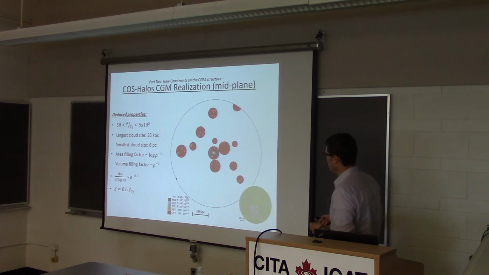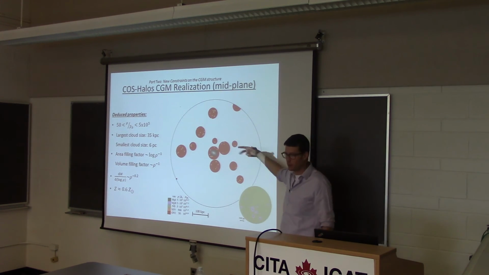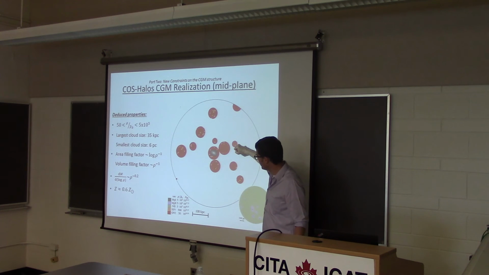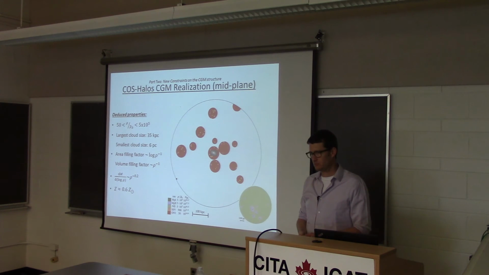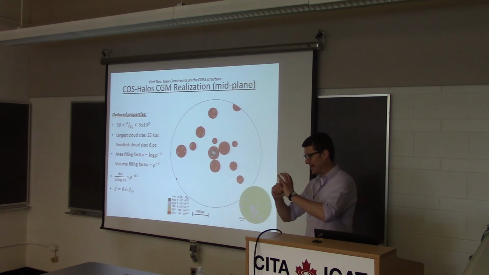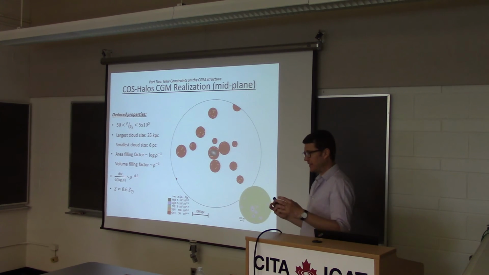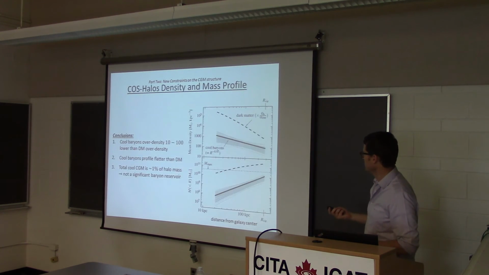So this is, instead of a projected view, just a mid-plane through the realization. This gives you a sense of the volume filling factor of the different clouds. You can see that the volume filling factor drops very quickly with density. So the point is that the dense clouds have a large area filling factor. We actually observe them in several tens of percent of sight lines. But in terms of the fraction of the volume that they occupy, it's a very small fraction.